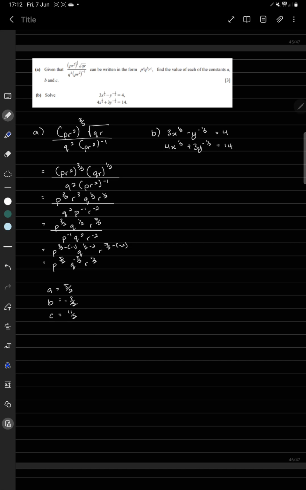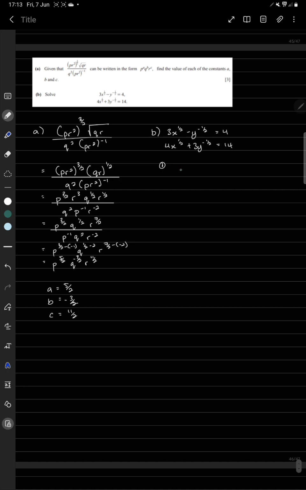We have part B. So part B we want to solve. We have two equations, we have two unknowns, we're trying to find x and y. The problem right now is when you look at the power, right? X has a power of half, y has the power of -half. So what I'm going to do is step 1, I'm going to use substitution where u is equal to x to the half. V is equal to y to the -half.